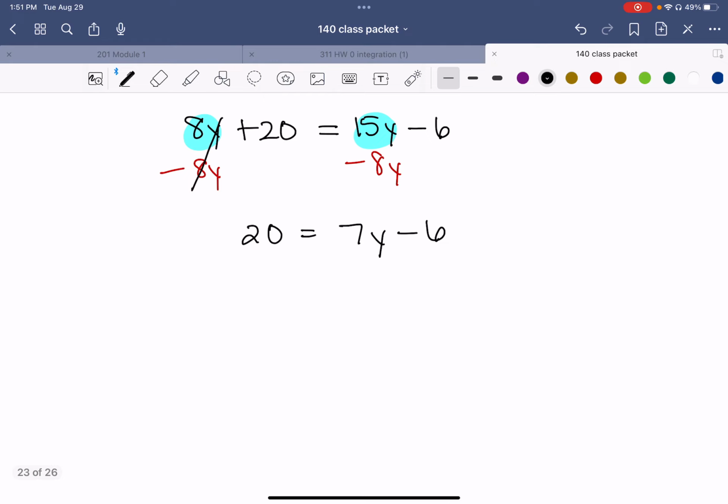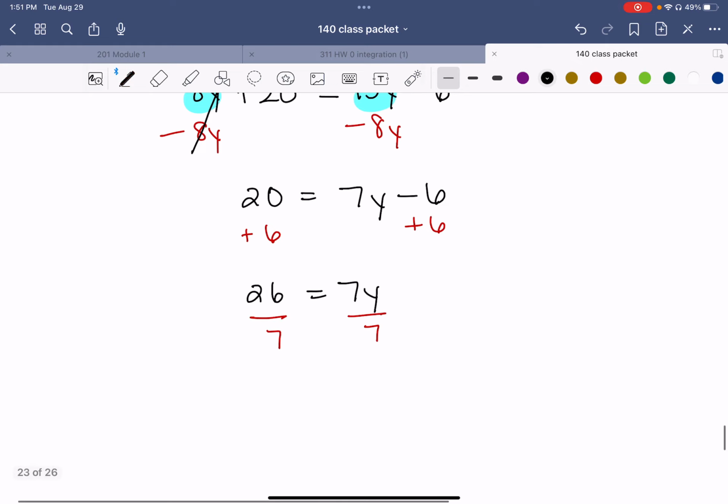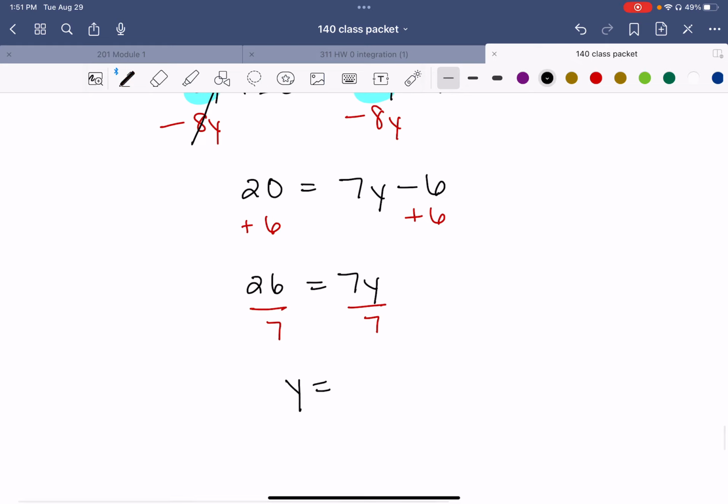And now I'm going to get rid of that 6. So I'm going to add 6 to both sides. That way I only have one term with a variable in it on that side. And that's going to give me 26 equals 7y. And then I can divide by 7 to get y equals 26 over 7. And you can leave that improper, no problem.